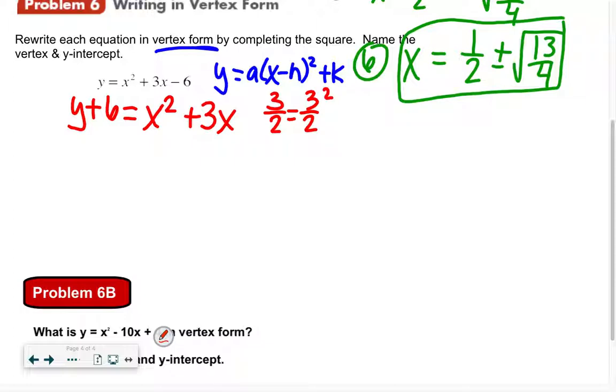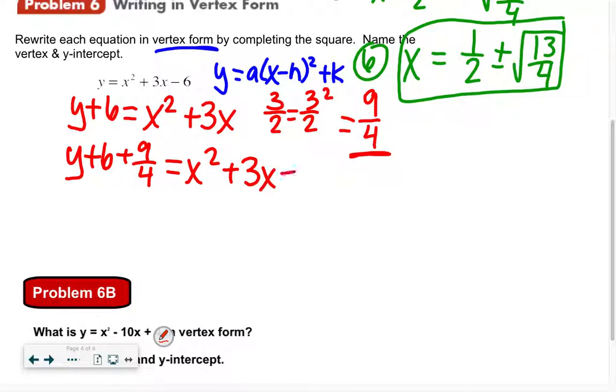So we have 3/2 squared, what's 3 squared? 2 squared. Again, not so pretty, but we'll be okay. So remind me what I do with this 9/4? Add it to both sides, yes. So I have y plus 6 plus 9/4 equals x squared plus 3x plus 9/4. If you want to go ahead and simplify that 6 plus 9/4 in one step, that is up to you. Okay. Are we good there?